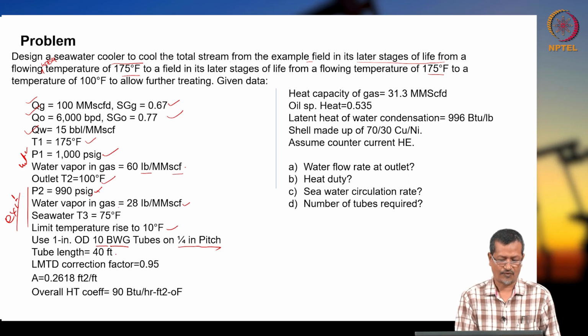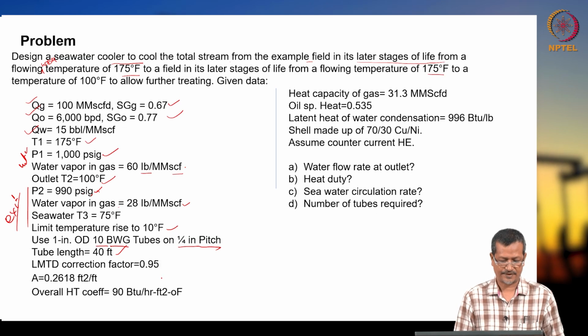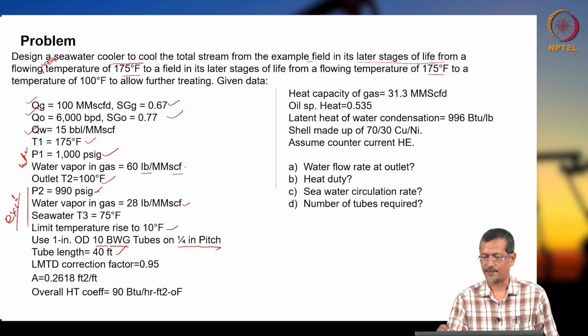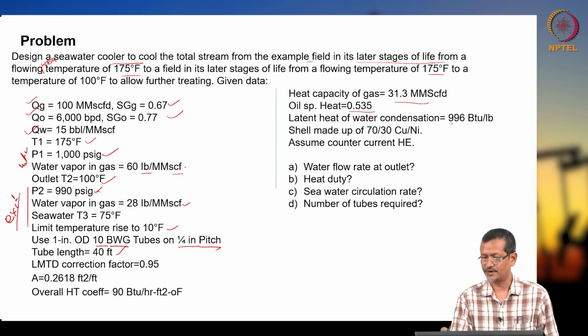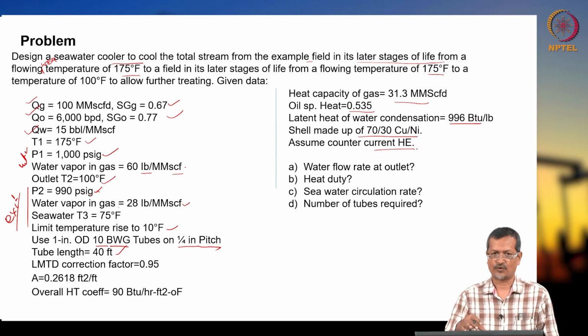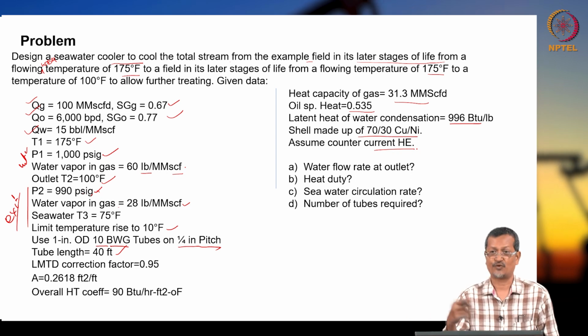Tube length 40 feet, LMTD correction factor is given 0.95, area of tubing is given 0.2618, overall heat transfer coefficient also given, heat capacity also given, oil specific heat given, latent heat of water condensation given, shell made of copper and nickel. Assume counter current heat exchanger. You can use co-current also. Just for simplicity I made one. So, in the exam I can give co-current.